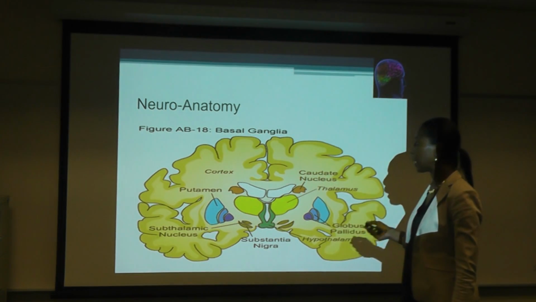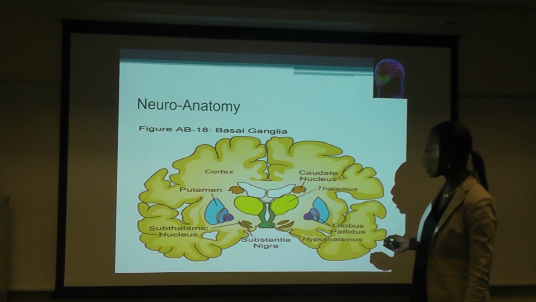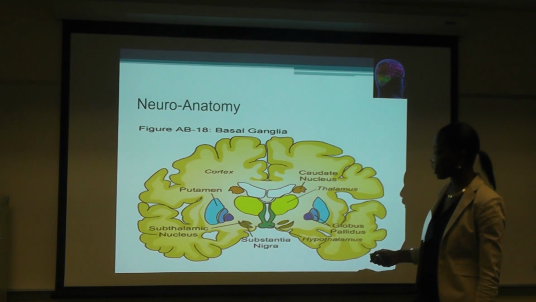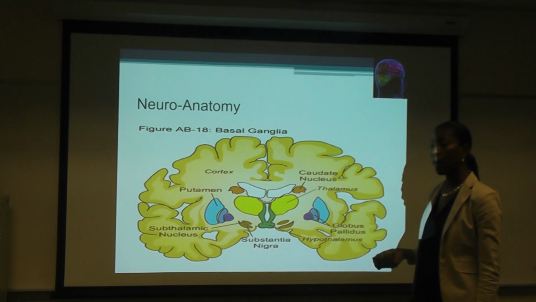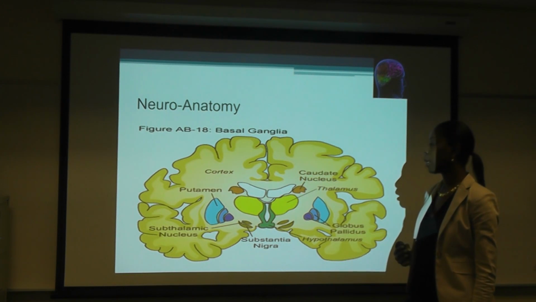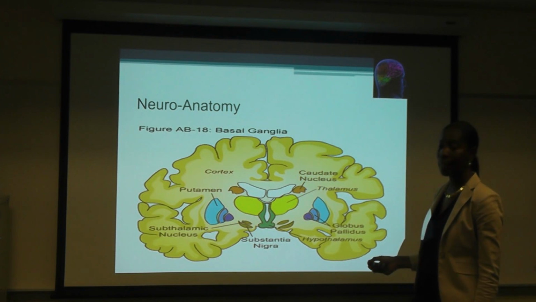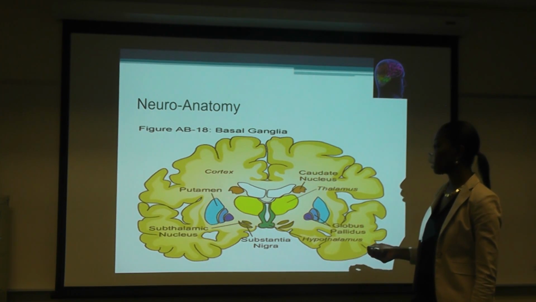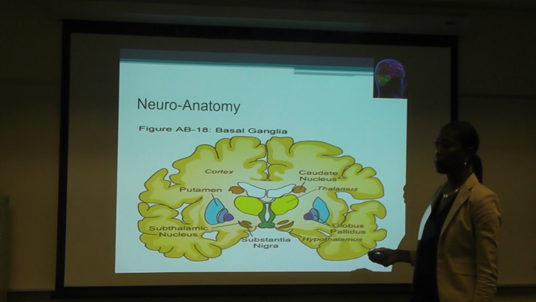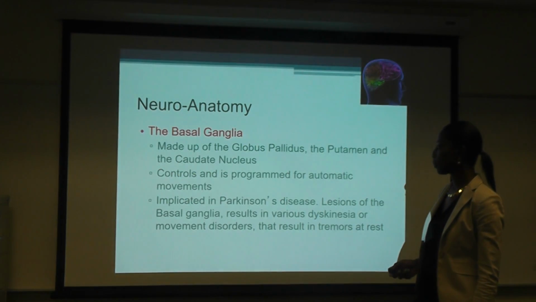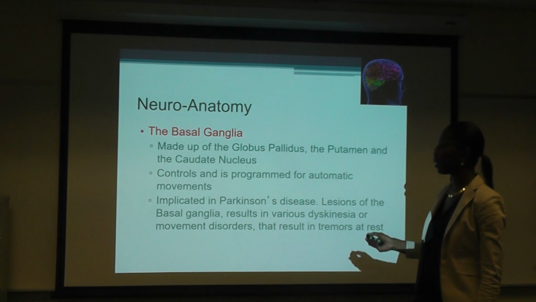Now, deep in the brain, you have the basal ganglia. The basal ganglia is made up of a caudate nucleus, a globus pallidus, and a putamen. These are the three little areas that you see here. The basal ganglia is responsible for motor movement. This is what's implicated in things like Parkinson's disease, Huntington's disease, all due to injuries in the basal ganglia. Okay. Again, globus pallidus, putamen, and caudate nucleus.